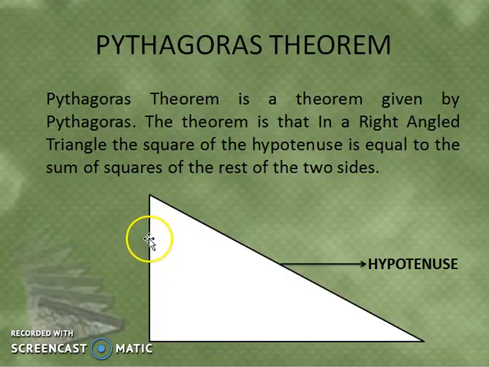For example, we call it A, and we square it. This side we call B, and we sum it with B squared. Then we take the square root of the summation, and we will have the length of the hypotenuse.